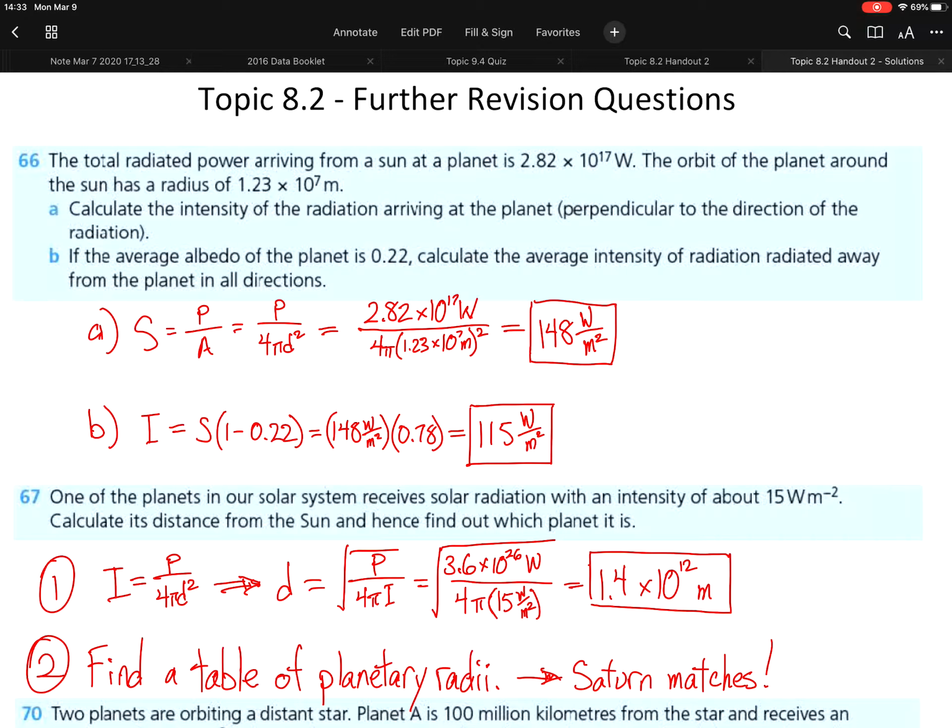So I'm assuming here for part A that the total radiated power of the star is 2.82 times 10 to the 17 watts, not the total power arriving at the planet, because that would be super enormous. So slightly changing the problem for my solution here. So for A, we calculate the solar constant.